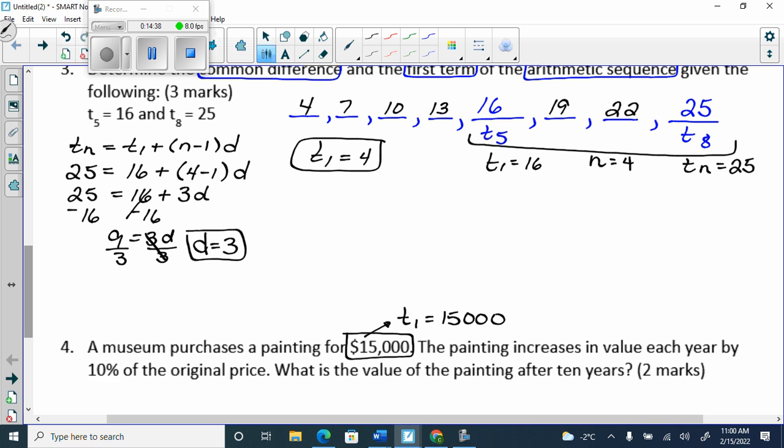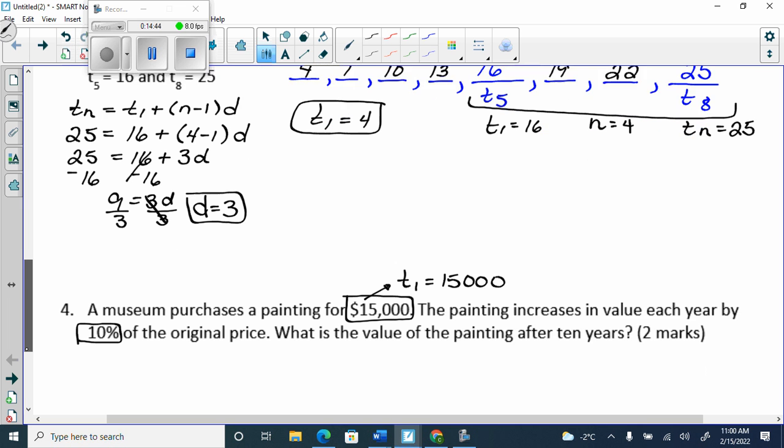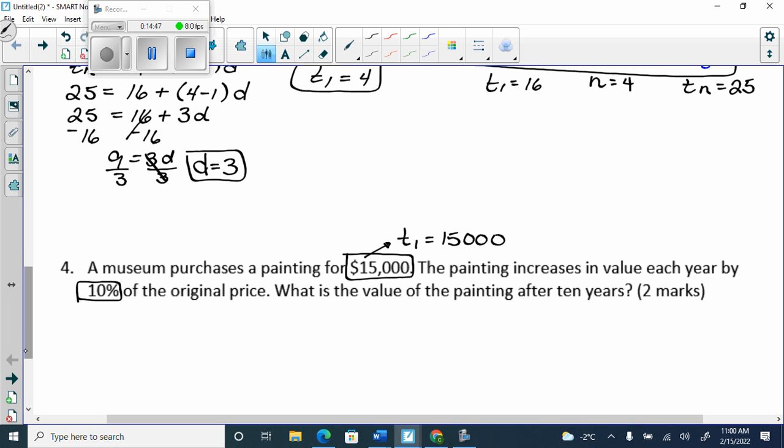The painting increases in value each year by 10%. Increases by 10% of the original price. Every year, 10%, 10%, 10%. When it's a percent, what do we do?